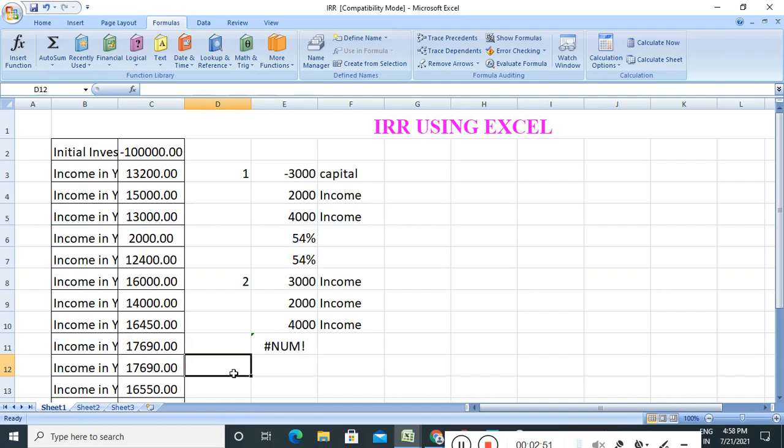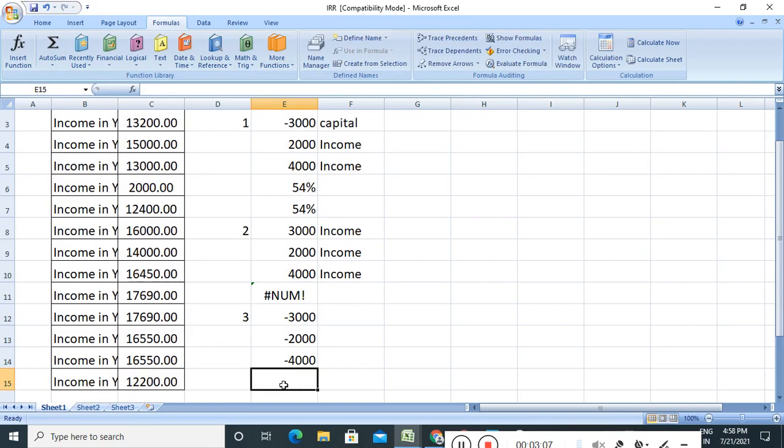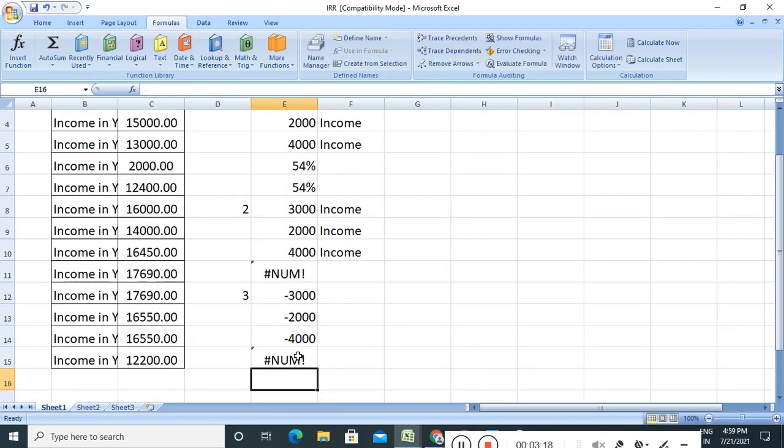Let me give another example. All the figures are negative, for example minus 3000, minus 2000, minus 4000. Again I am calculating equal to IRR, values, select all. Again the answer is #NUM. Here you don't have even a single positive value, so IRR does not give any meaningful answer here either.